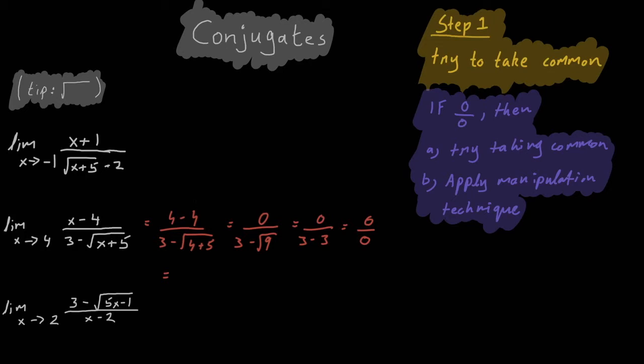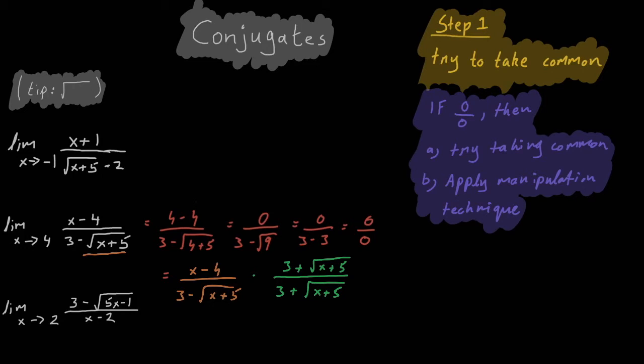So let's try to apply the manipulation technique. We can see that the under root sign is in the denominator, so we'll take the conjugate of that. So it would become x minus 4 divided by 3 minus under root x plus 5, multiplied by 3 plus under root x plus 5, over 3 plus under root x plus 5.